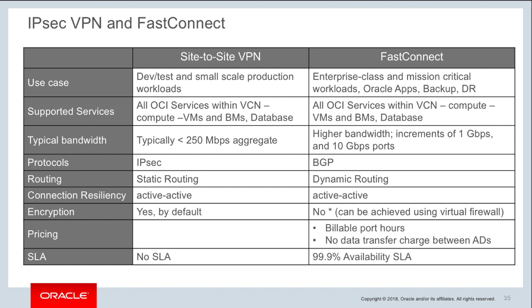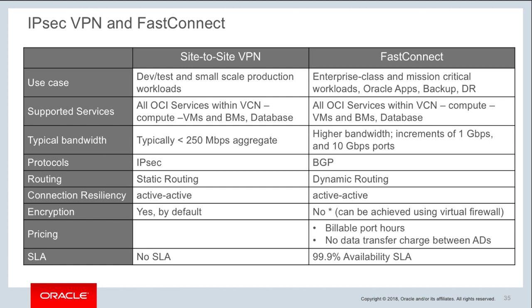Typically, in the case of VPN, you'll see 250 or 200 megabits per second aggregate bandwidth. On the FastConnect side, you can start at a 1 gig connection and then have increments of 1 gig, or you can start at 10 gig and also have increments of 10 gig. It just depends upon the connectivity model that you are choosing. We use the IPsec protocol in VPN, and we use static routing within VPN. In the case of FastConnect, you have the BGP routing protocol that is used to advertise or share the IP networks.